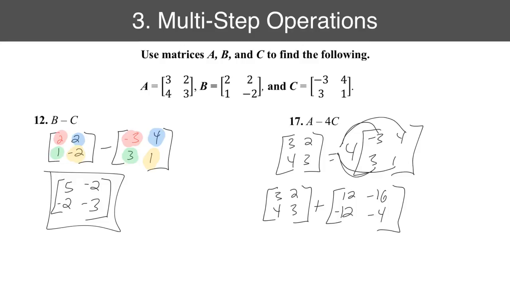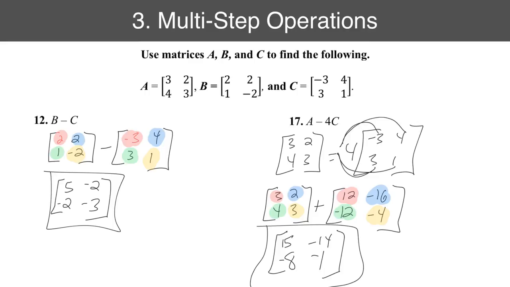So we match up corresponding elements. It'd be 3 plus 12, which would just come out to be 15. Then we have 2 plus negative 16, which would be negative 14. Next we have 4 plus negative 12, which is negative 8. And then finally we have 3 plus negative 4, which would just simply be negative 1. So that would be your final answer: 15, negative 14, negative 8, negative 1.